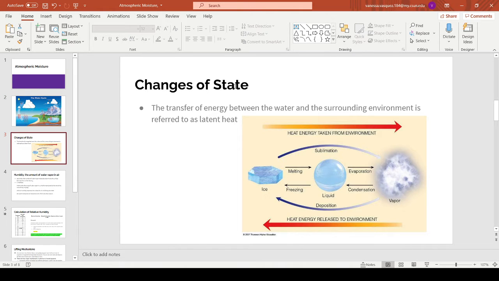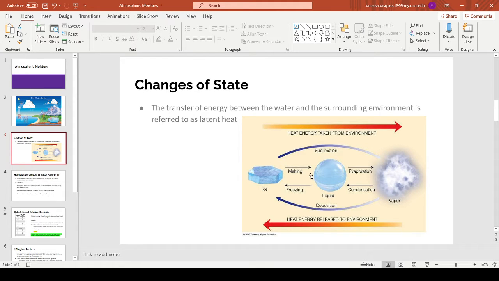So for changes of state, I want to cover the three phases of water, which are solid, liquid, and vapor. The transfer of energy between the water and the surrounding environment is referred to as latent heat. Latent heat is important because that's the energy that is required for the water to change, whether it's released or absorbed.